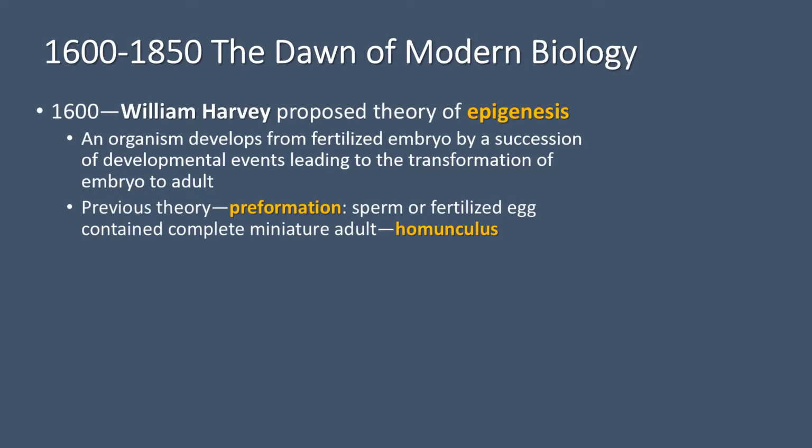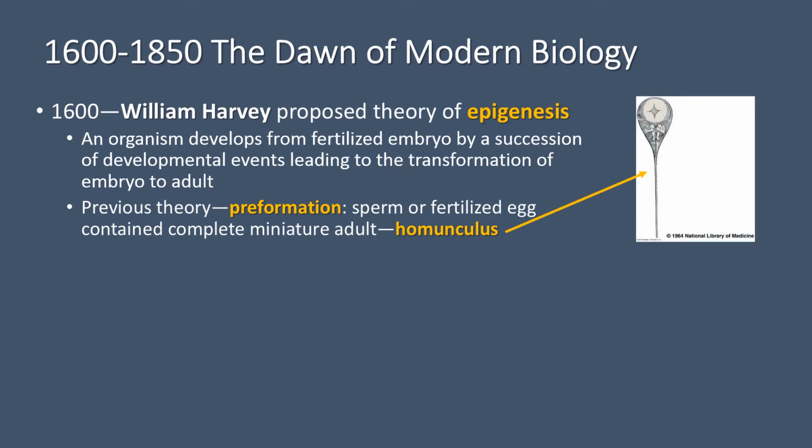So 1600 to 1850, that's what we call the dawn of modern biology. In the 1600s, a guy named William Harvey proposed the theory of epigenesis, which is the idea that you have this organism that's going to develop from a fertilized egg or a fertilized embryo, and that it develops from an embryo to an adult. Now, this is different from what the previous theory was, because they believed that literally there was this tiny little human inside of either the sperm or the egg, and that tiny little human called the homunculus would just get bigger and bigger until a baby was born.